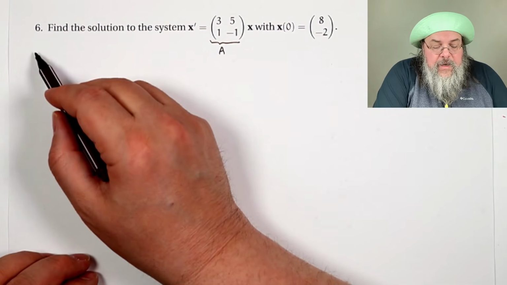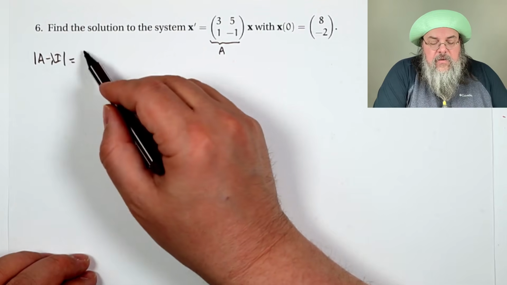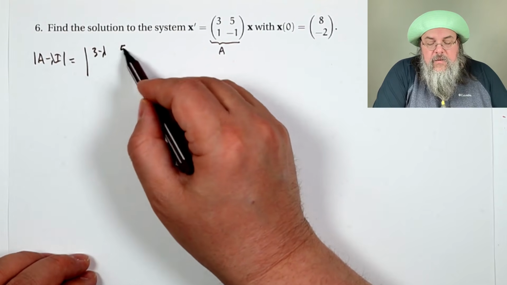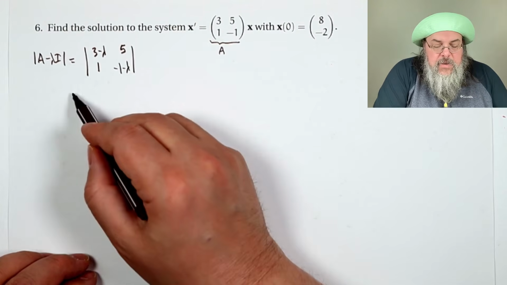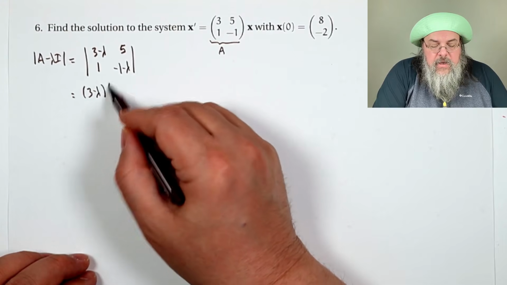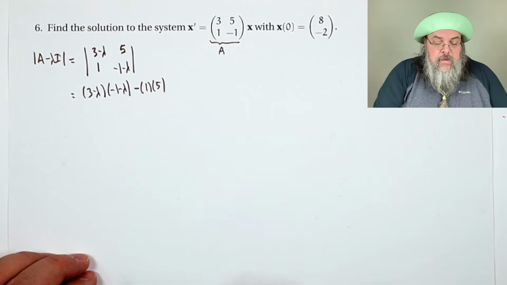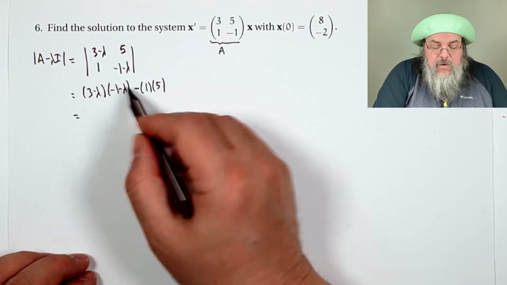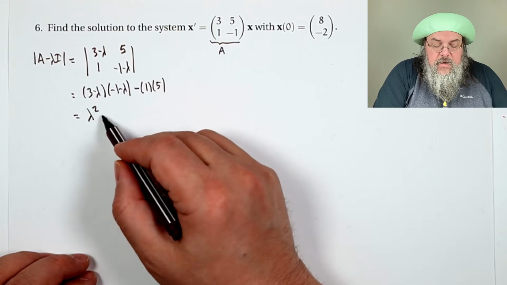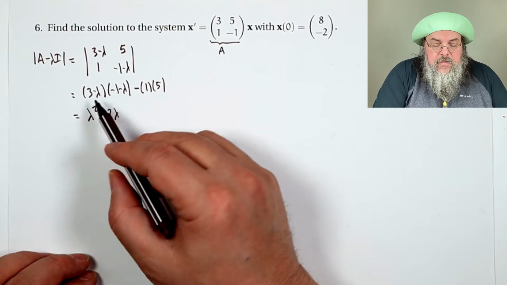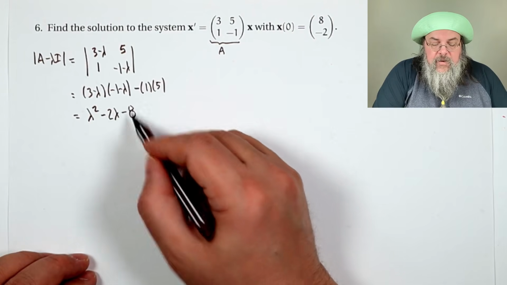First step is figure out what the eigenvalues of A are. We're going to take the determinant of A minus lambda I. So that's the determinant of [[3 minus lambda, 5], [1, minus 1 minus lambda]], which would be 3 minus lambda times minus 1 minus lambda, subtract 1 times 5. We expand: lambda squared, then a minus 3 lambda and a plus lambda makes a minus 2 lambda. Then we have a minus 3 and a minus 5, which would make that minus 8.